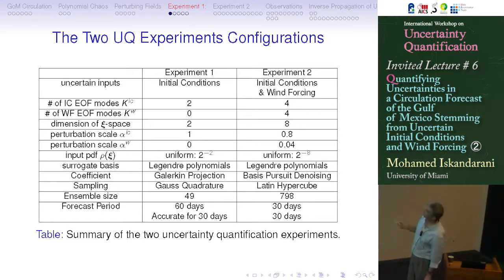For the second experiment, it was essentially much larger, and the basis functions were also Legendre polynomials. We used basis pursuit denoising in order to sample the space. Otherwise, we would have needed millions of samples to do it with this traditional technique. Clearly impossible. But with Latin hypercube sampling and compressed sensing, we had a good series using an 800-member ensemble for about 30 days.